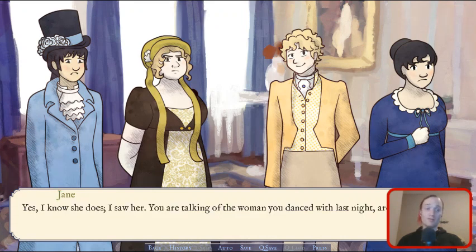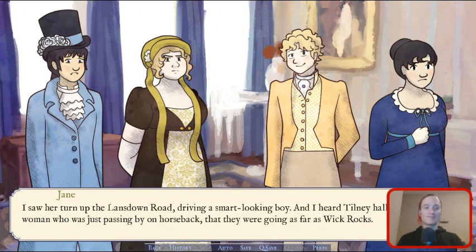I do not know. Yes, I know she does. I saw her. You're talking to Beth with last night, are you not? Yes. I saw her turn up the Lansdowne Road, driving a smart-looking boy, and I heard Tilney hallooing to a woman who was just passing by on horseback that they were going as far as.